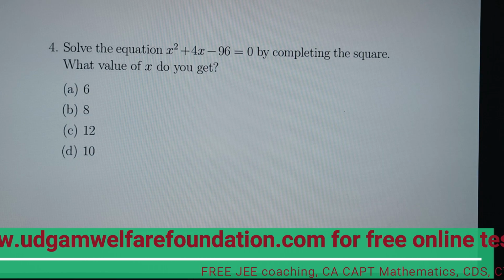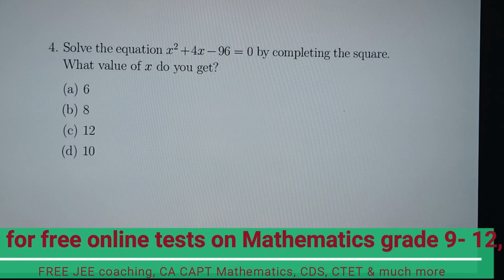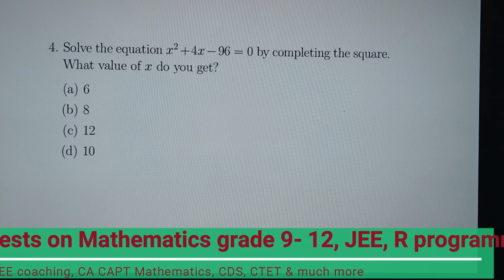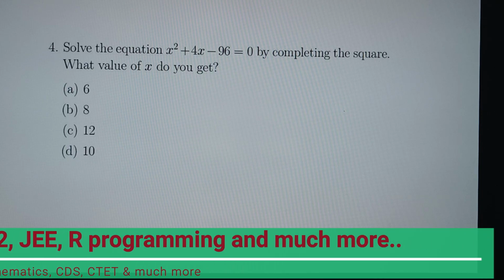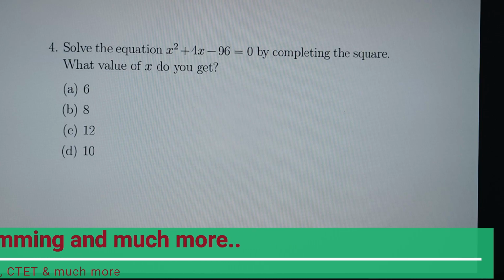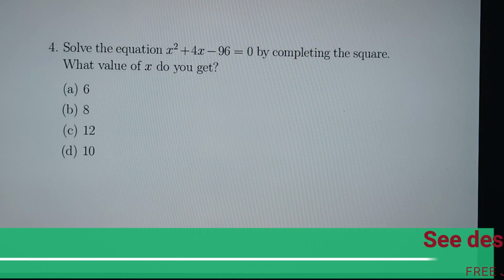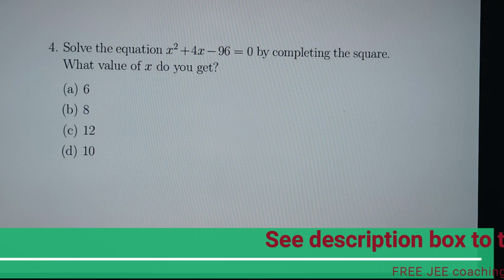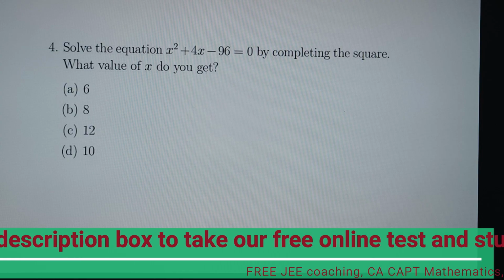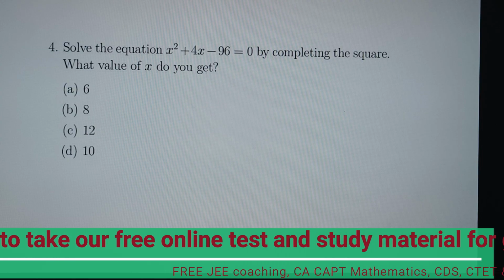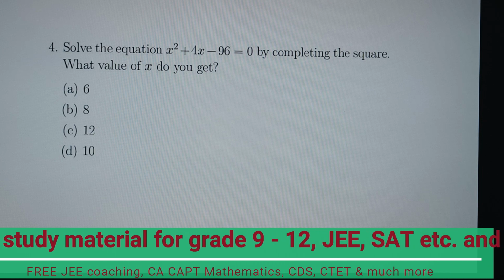So students, here comes our question number 4, which states solve the equation x square plus 4x minus 96 equal to 0 by completing the square. So you have to note that in MCQ the examiner is not going to have any interest in how you are solving this equation. So here I have given this question just for your understanding, so that you can understand the method of completing the square. So let's do that.